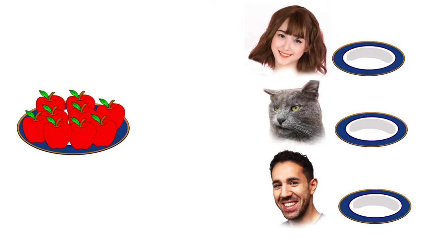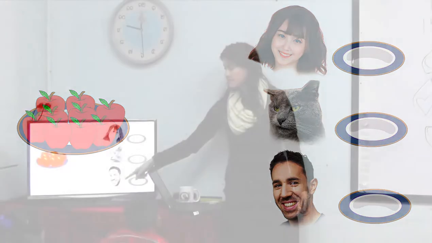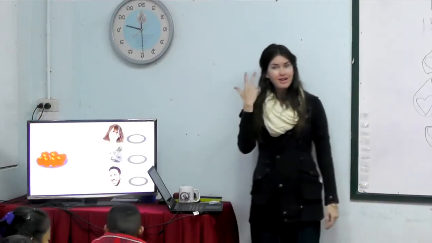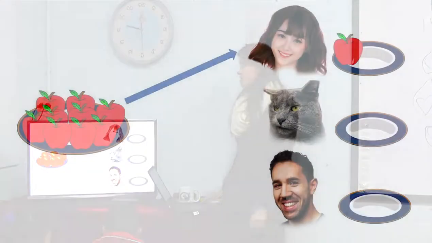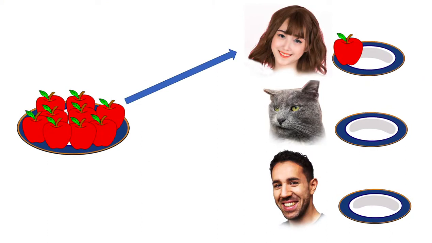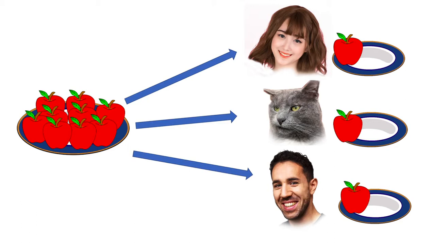9 apples. Let's check. 1, 2, 3, 4, 5, 6, 7, 8, 9. You're right, we have 9 apples, and we are going to share those apples with how many friends? 3 friends. So we're going to share a few with the girl, a few with the cat, a few with the man. We're going to pass out all our apples.